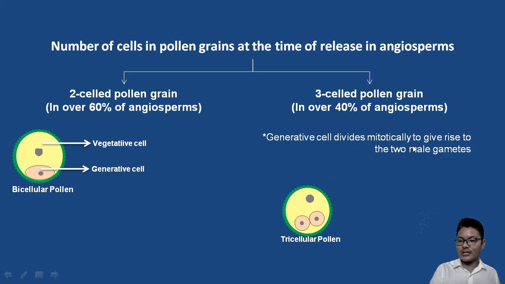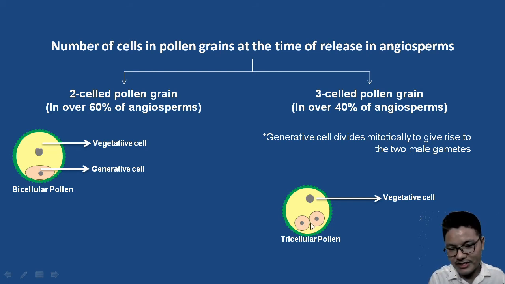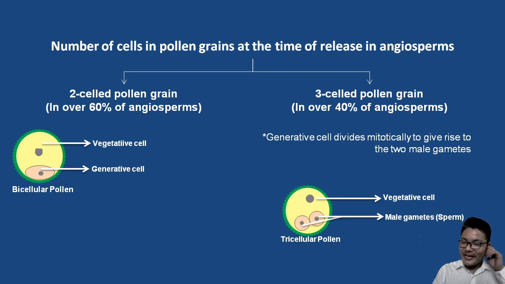The generative cell will divide to form two male gametes. So we have the vegetative cell, and in it we have the already divided male gametes. So two male gametes plus the vegetative cell form three cells in the pollen grain. So we have different types of pollen grains released in nature for pollination.